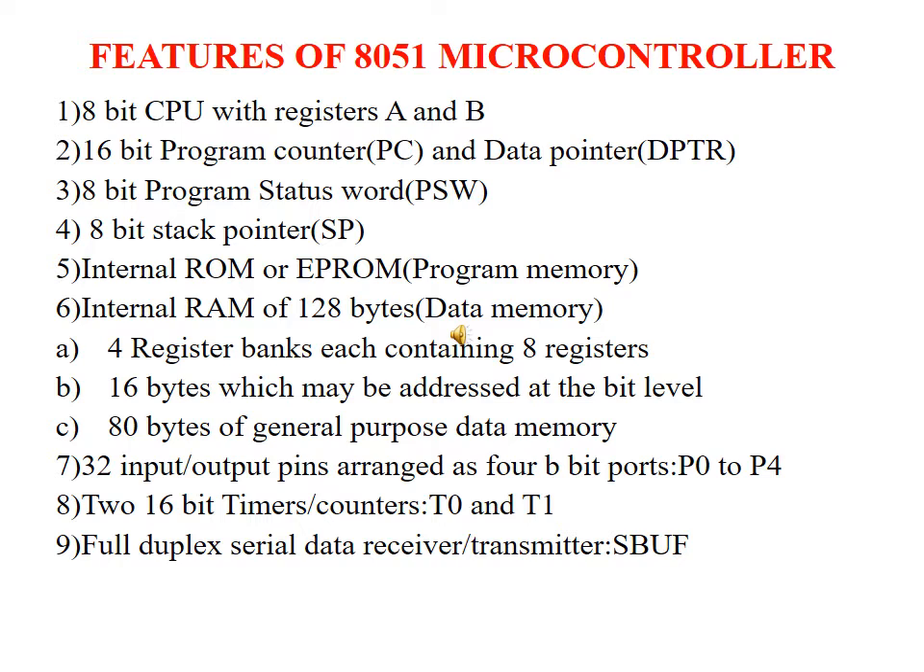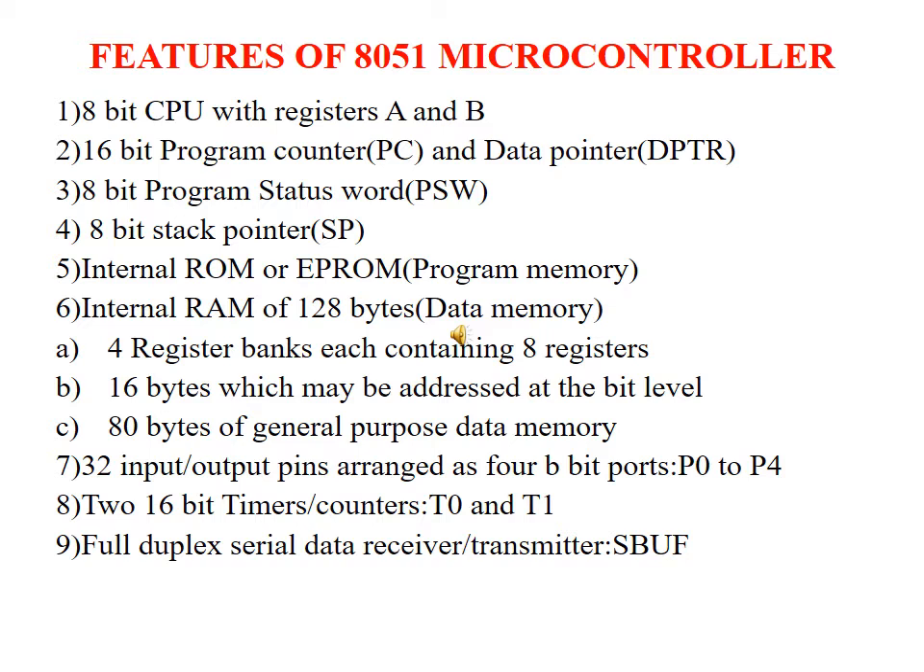Next are the features of the 8051 microcontroller. We already discussed these features while explaining the block diagram. The 8051 microcontroller has an 8-bit CPU with register A along with register B. Next, it has a 16-bit program counter along with the data pointer register. Third, it has an 8-bit program status word. Fourth, it has an 8-bit stack pointer.